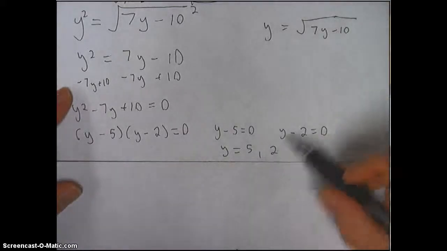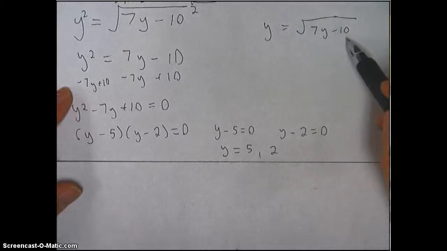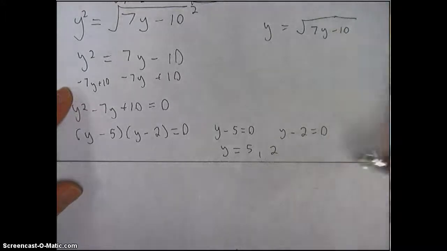So we'll start with the 5. 7 times 5 is 35, minus 10 is 25. So the square root of 25 is 5. And so 5 equals 5. This is good. That one's fine.